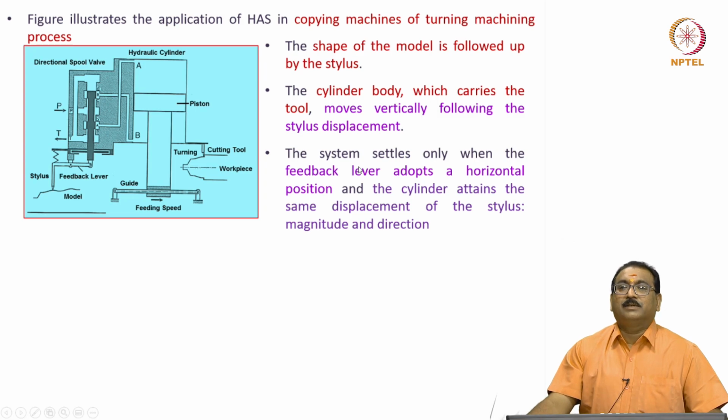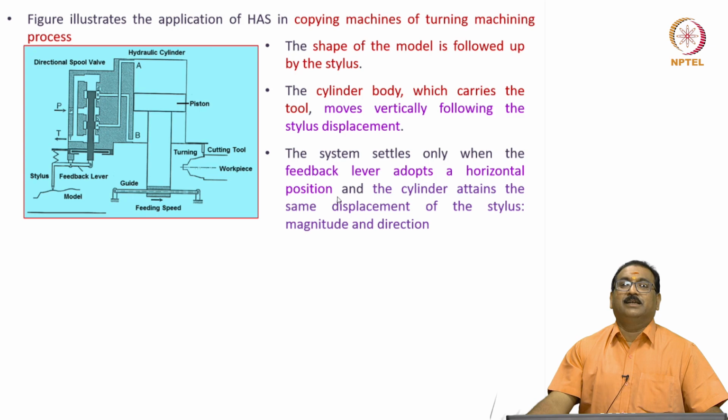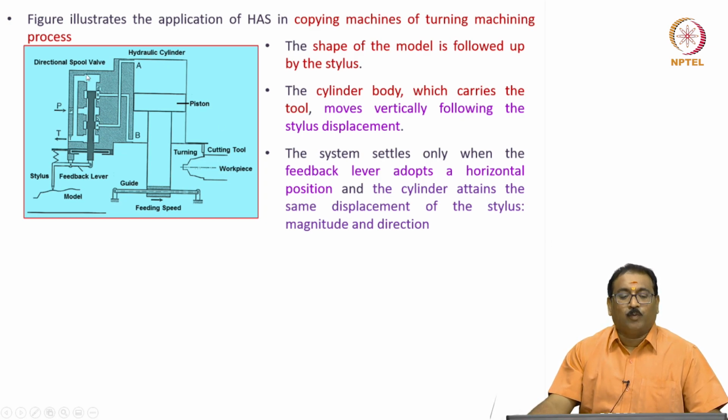The system settles only when the feedback lever, you will see, adopts a horizontal position and the cylinder attains the same displacement as the stylus in terms of magnitude and direction. Very, very simple it is. It is a copying mechanism. Here again a directional spool valve is used in the turning machining operation.